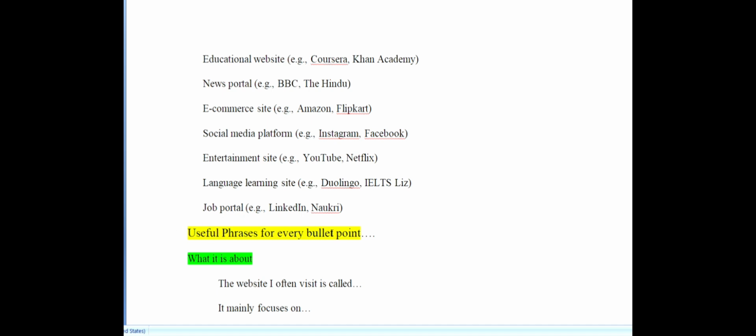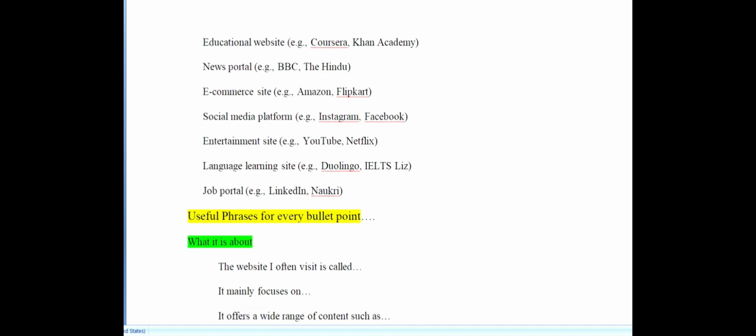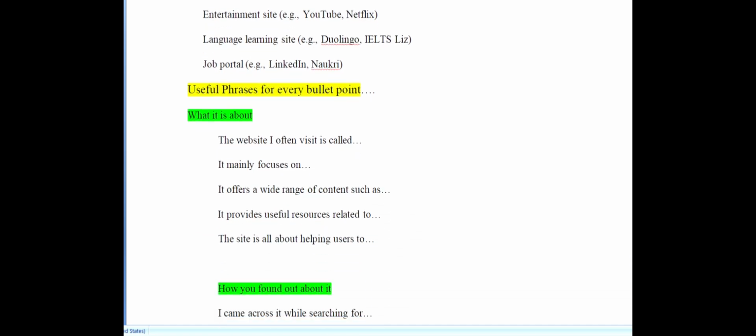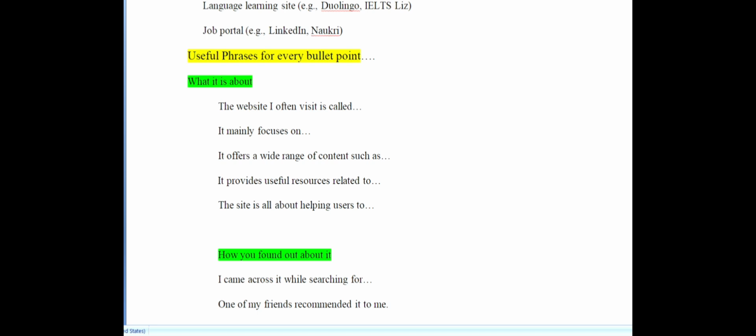Similarly, after understanding the words, when you're answering each and every bullet point, here is a list of phrases which you can use, any one, for your answers. When you're talking about what it is about, you say, the website I often visit is called. Try to write down one or two expressions or phrases from the site. Make a note and rehearse them and use them in your own sample answers.